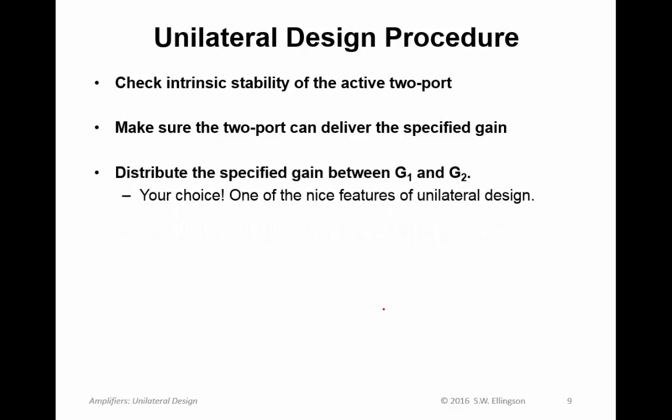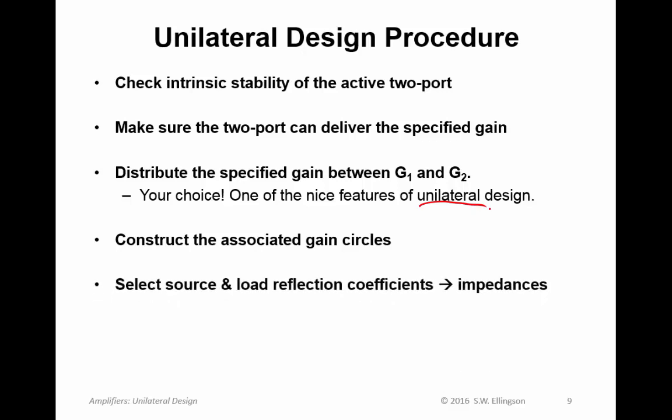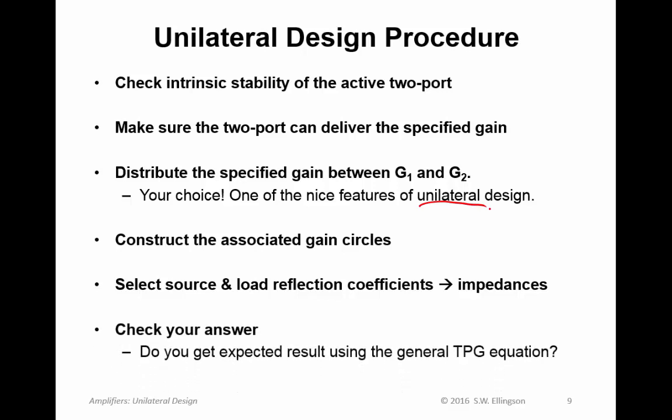Then distribute the specified gain between G1 and G2. This is your choice, and this is one of the nice features of the design. You can independently design the input and output, and that's for sure one of the reasons why we refer to this as unilateral design. What we do with the input does not influence the output. Construct the associated gain circles using the equations I just showed you. Select source and load reflection coefficients, and as always, those represent impedances, so you calculate those. And then finally, check your answer. Make sure you get the expected result using the general TPG equation.